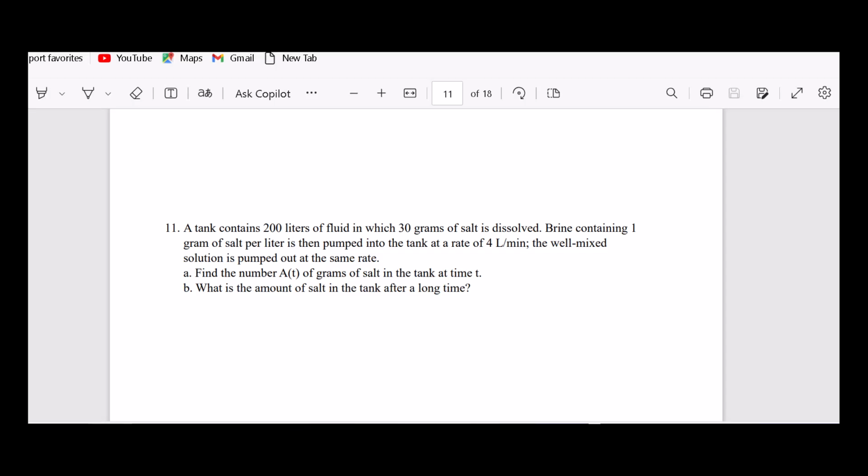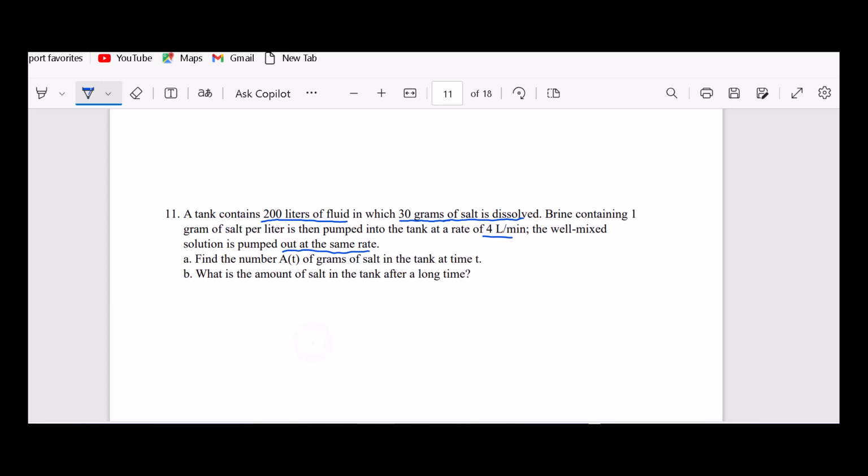Okay, so let's look at another example on mixing problem. It reads: a tank contains 200 liters of fluid in which 30 grams of salt is dissolved. Brine containing 1 gram of salt per liter is then pumped into the tank at a rate of this. The well mixed solution is pumped out at the same rate.